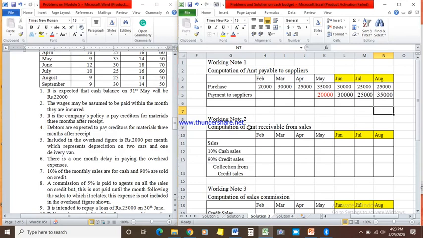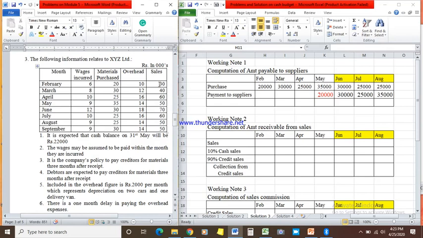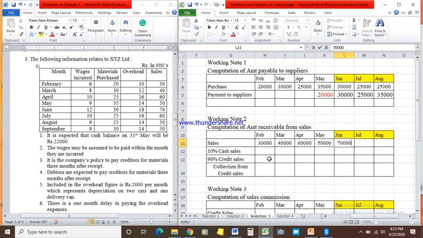Next working note is computation of amount receivable from sales. As the additional information goes, 10% of the monthly sales are cash and 90% are sold on credit. First let me write down the sales figures. Sales February 30,000, March 40,000, then 60,000, then 50,000, 70,000, 60,000, 50,000. I am considering only till August.